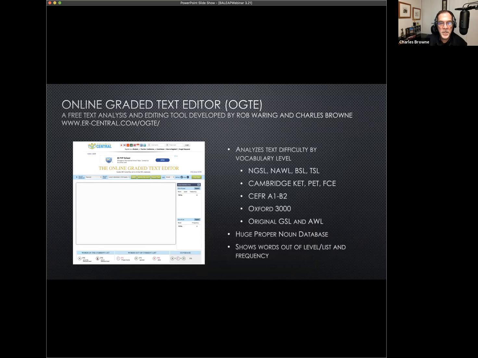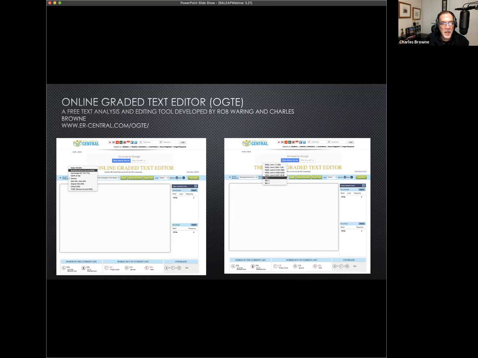What this OGTE tool does is it helps you to analyze and edit texts to a specific level using various word lists. Most of my word lists are up on OGTE, but also many other lists like the Cambridge list, the Oxford list, as well as the original GSL and AWL. It shows you the words that are out of level and the percentage of coverage that the students would have if they know the word list. So for example, let me show you some screenshots to show you how that works.